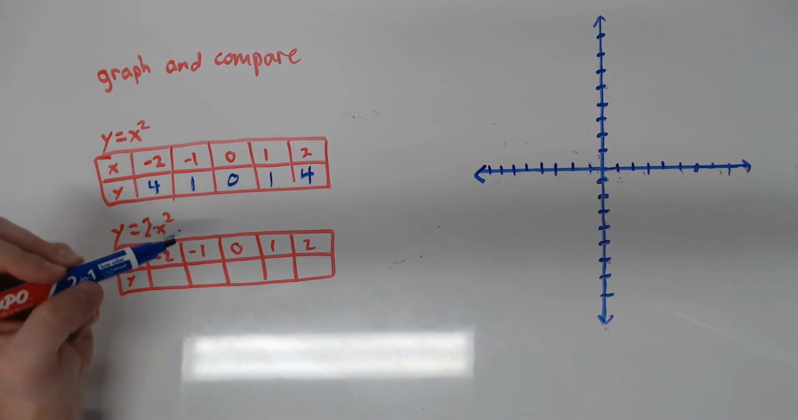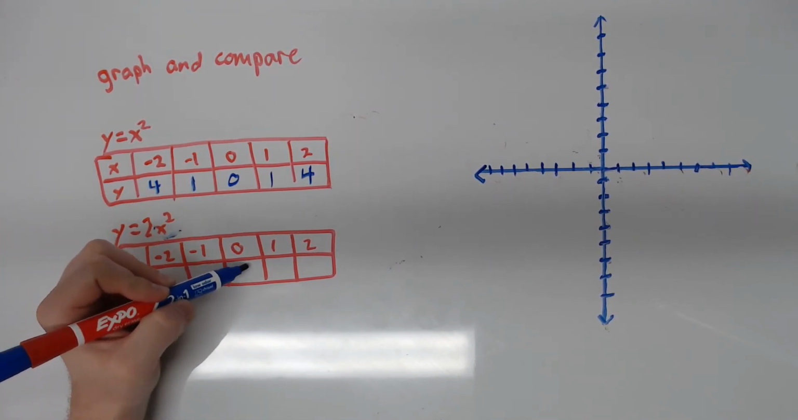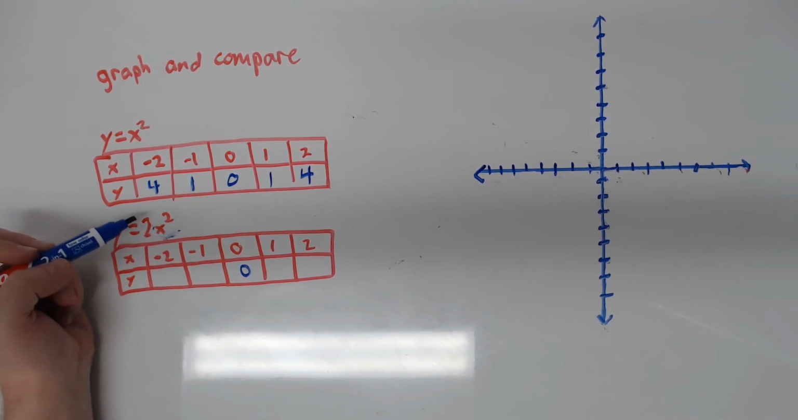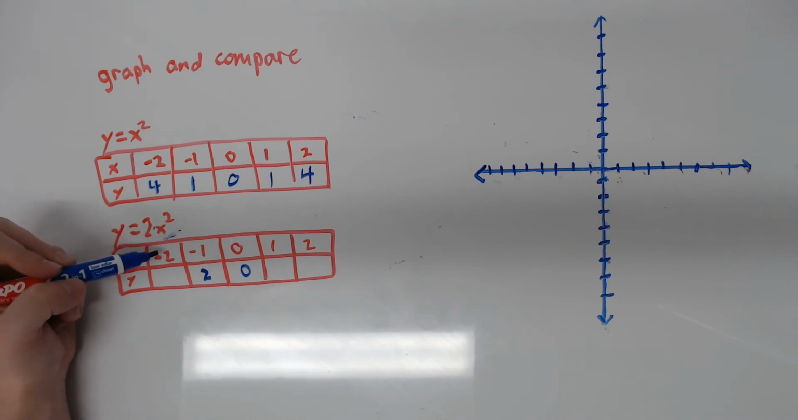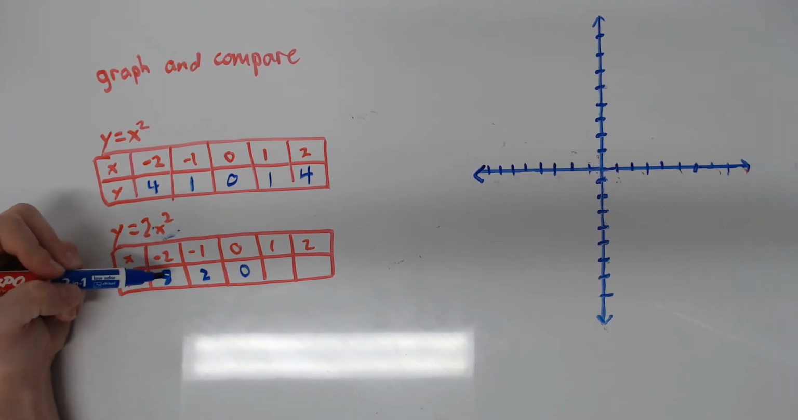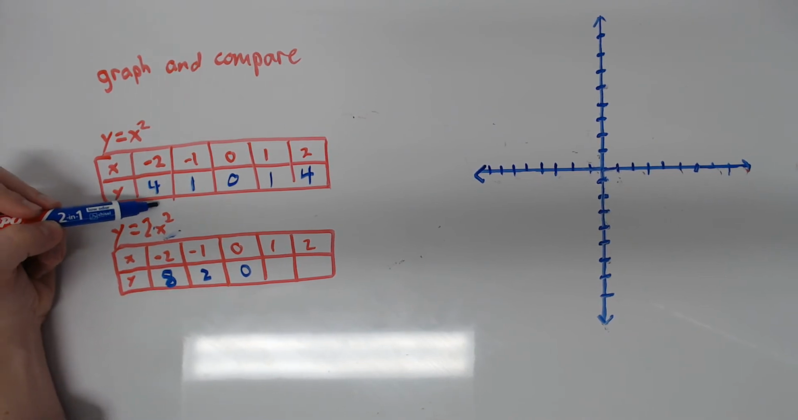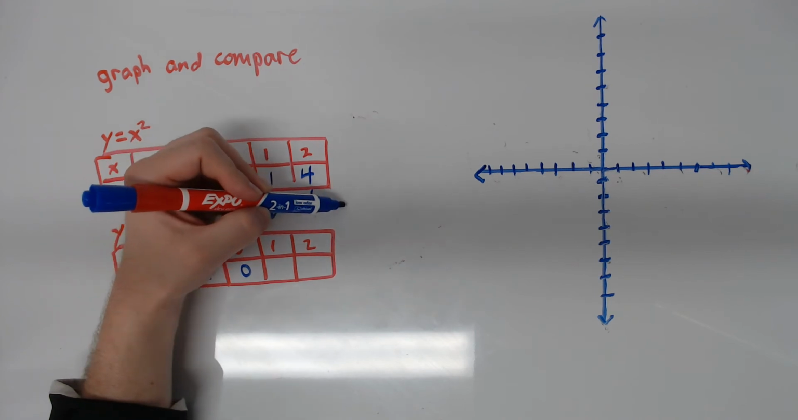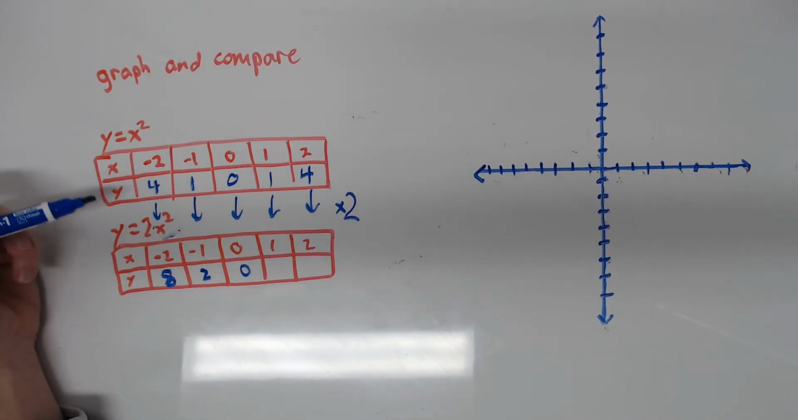So 0 times 0 is 0. 2 times 0 is still 0. -1 times -1 is 1. 1 times 2 is 2. -2 times -2 is +4. 2 times 4 is 8. So hopefully at this point you notice that I'm just going to end up doubling all of these, times 2.